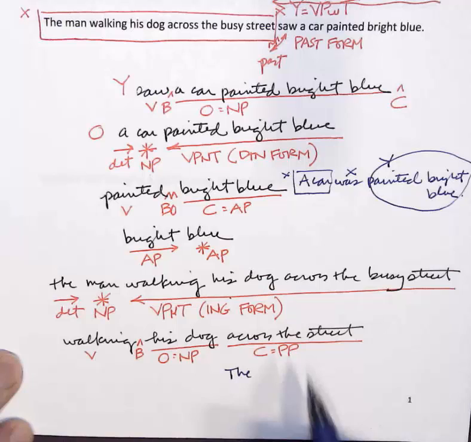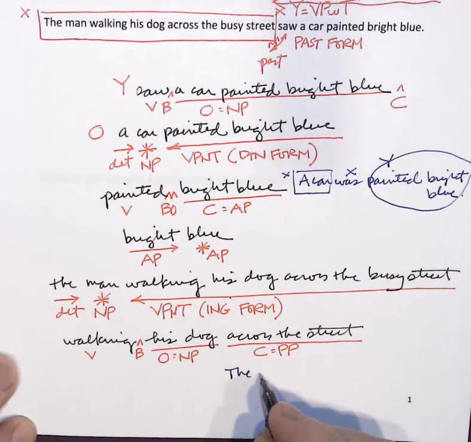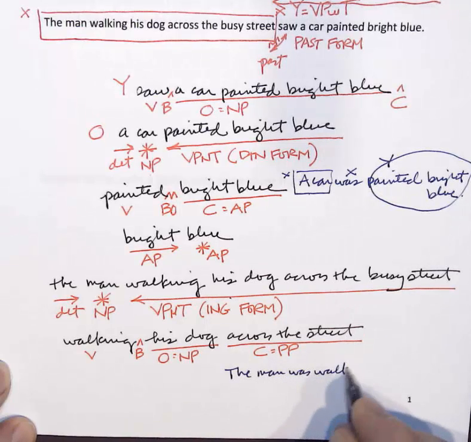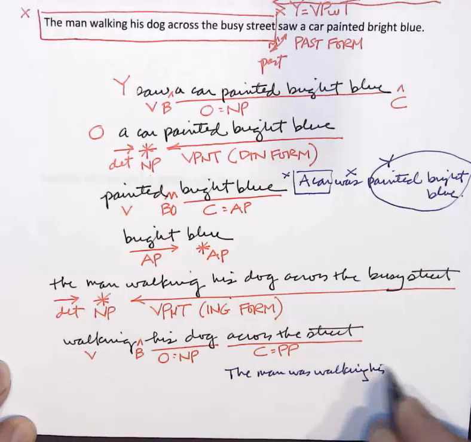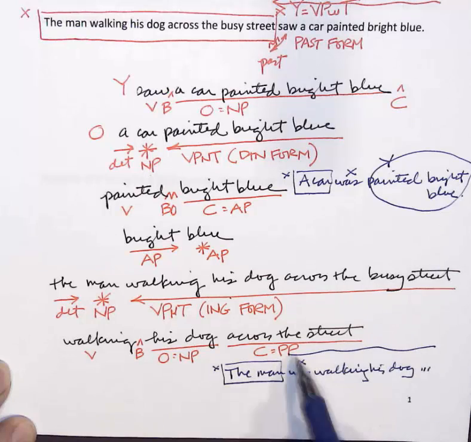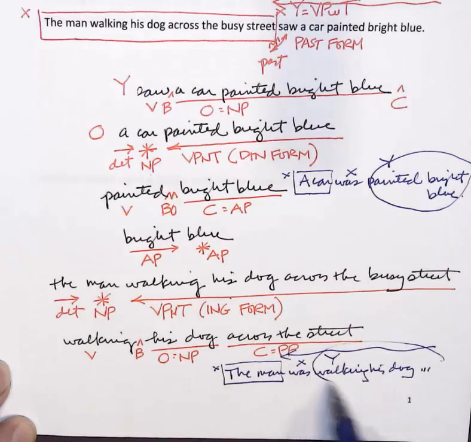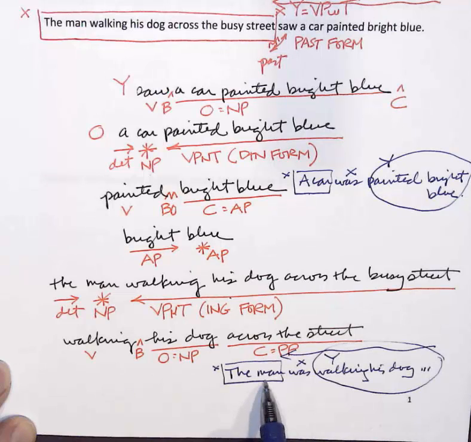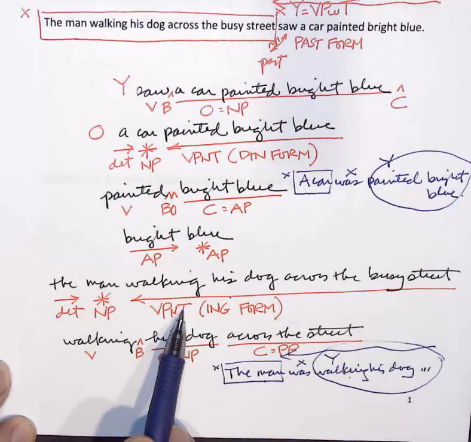Walking his dog across the busy street comes from a sentence. The man was walking his dog across the street. The subject is the man, the predicate, walking his dog across the street, is the part of the sentence that really says something about the man. This is the part that I take and use as my modifier.